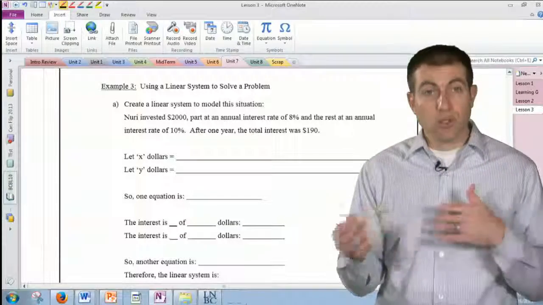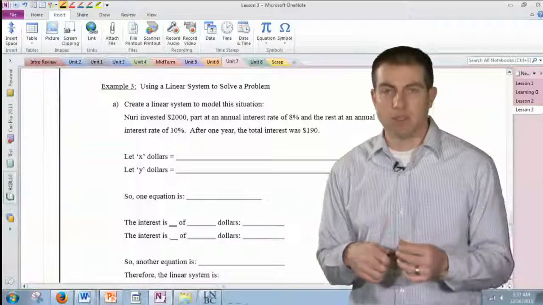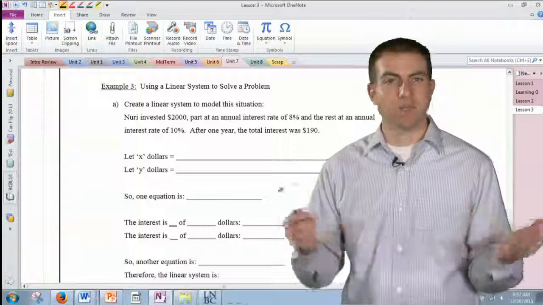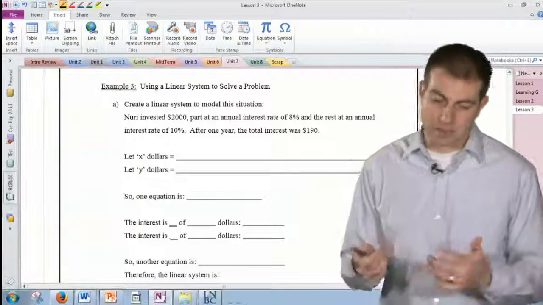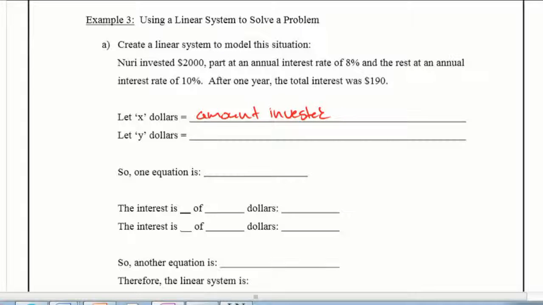So let's see if we can come up with a system of equations to model this question. First thing is we have two different investments, so we're going to need two variables. In this case, x and y makes sense because if we try to pick an I or something, how do we know which one's the first investment and the second? It doesn't matter what you pick, but x and y is easy. So let's let x equal the amount invested at 8%, and let's let y equal the amount invested at 10%.